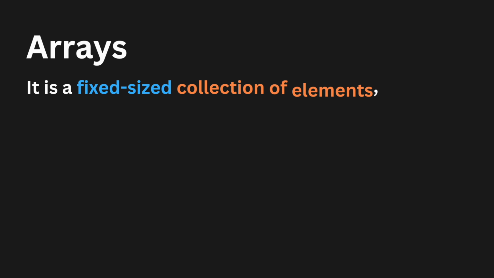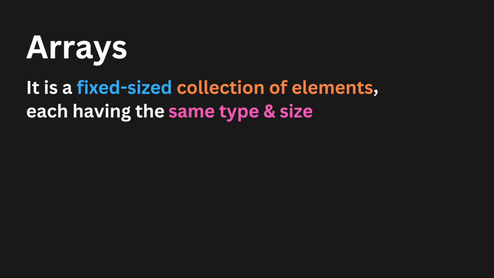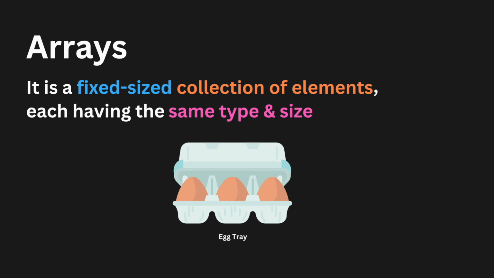Let's take a look at the definition of arrays with an example. It is a fixed-sized collection of elements, each having the same type and size. Let's break this concept down and understand it with a simple example. Let's say we have an egg tray which has a capacity of 3 eggs. But how does this egg tray relate to an array, right?